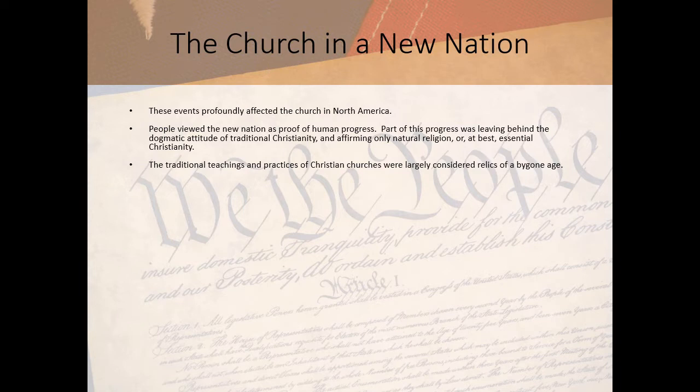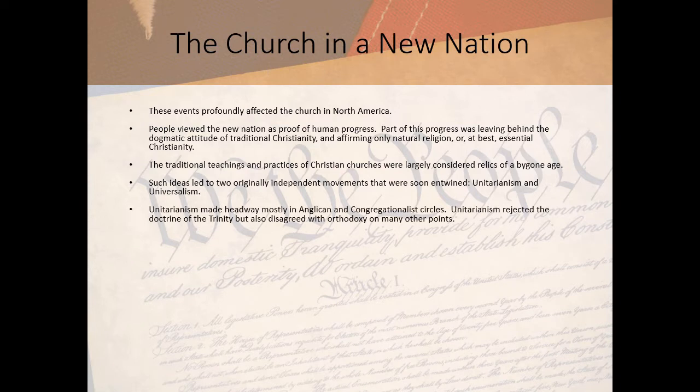So again, they're looking forward. This is the new thing. We're the new thing. Out with the old, in with the new. Such ideas led to 2 originally independent movements that were soon entwined: Unitarianism and Universalism. So these are 2 movements that still exist to this day. They started out as being 2 separate things, but they ended up uniting and really just becoming one. Unitarianism made headway mostly in Anglican and Congregationalist circles.